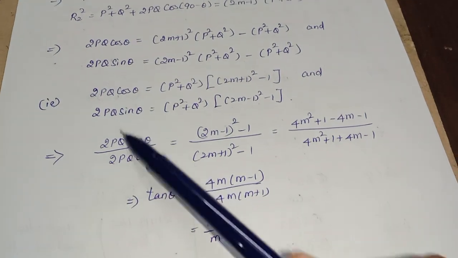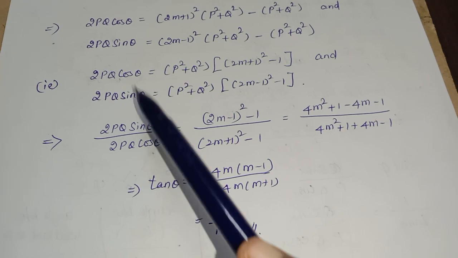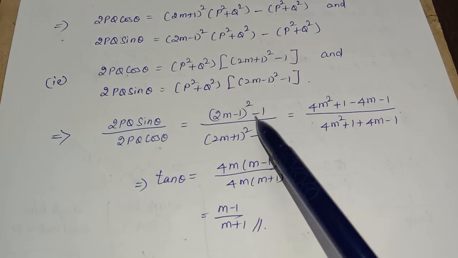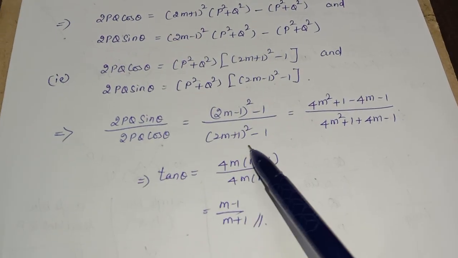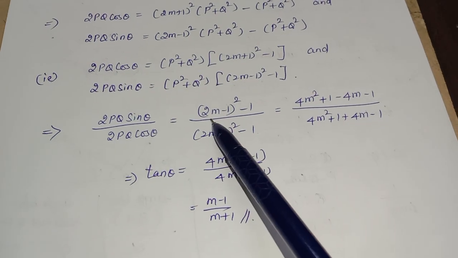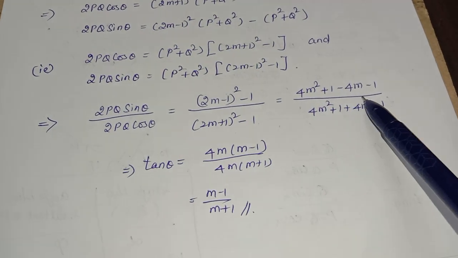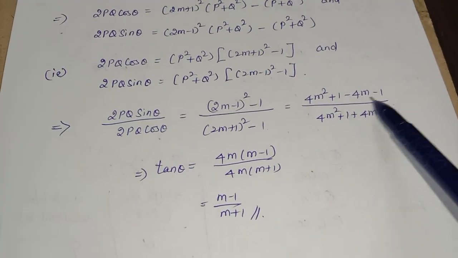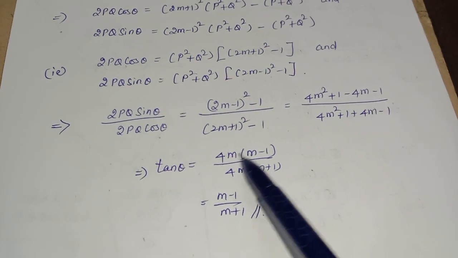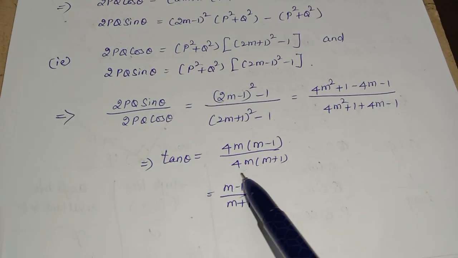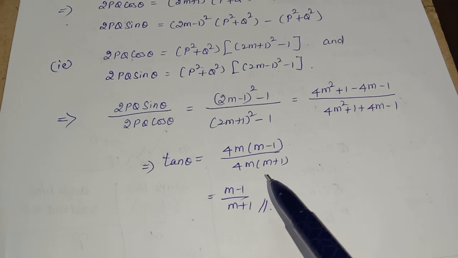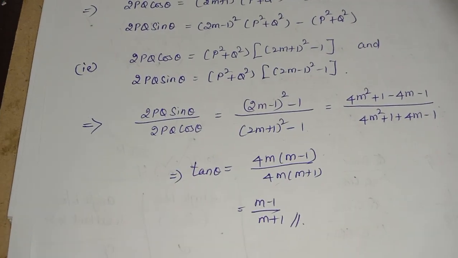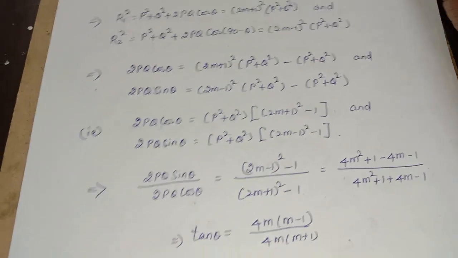Okay, now let's divide the results, because they have asked in terms of tan theta, no? So I am dividing second by first. So what will you have? 2m minus 1 the whole square minus 1 by 2m plus 1 the whole square minus 1. Write the expansion for this. So it will be 4m square plus 1 minus 4m minus 1. Here it is 4m square plus 1 plus 4m minus 1. Okay, 1 gets cancelled. In the numerator you take 4m outside, it will be m minus 1. In the denominator also you take 4m outside, it will be m plus 1. So 4m gets cancelled. I am getting tan theta equal to m minus 1 by m plus 1, which is the required result.